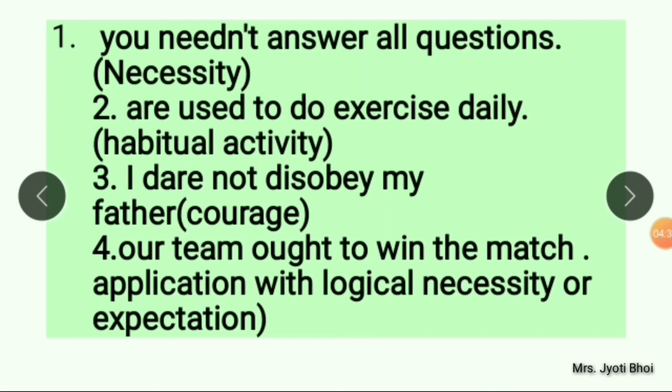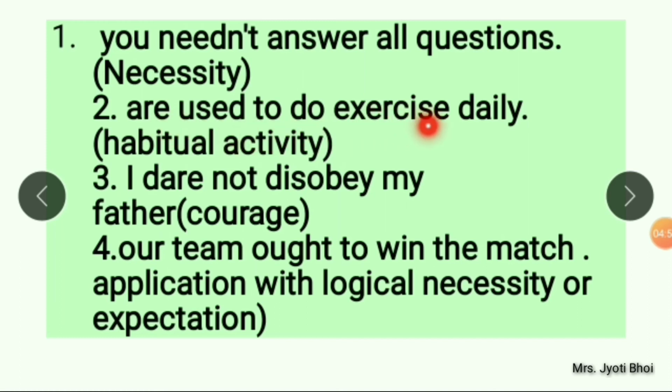See, you needn't answer all questions. Need comes as a necessity of the sentence. If I omit this needn't, it becomes: you answer all questions. It gives the sense that you must answer all questions. You needn't. It's a necessity. It's not necessity or like that.